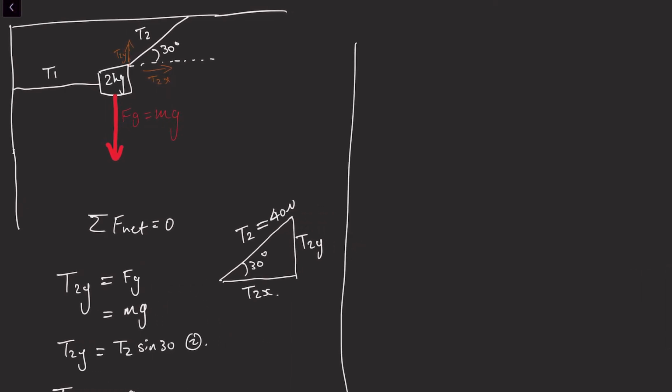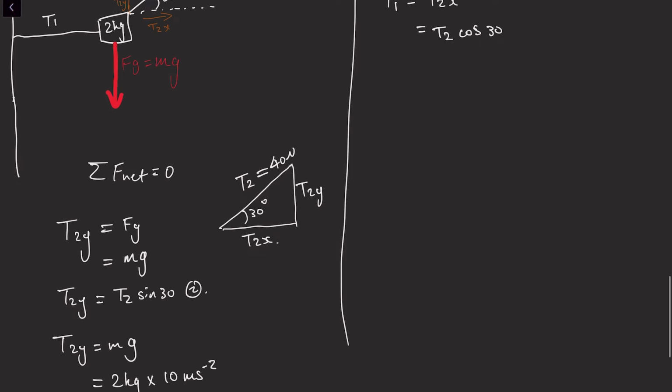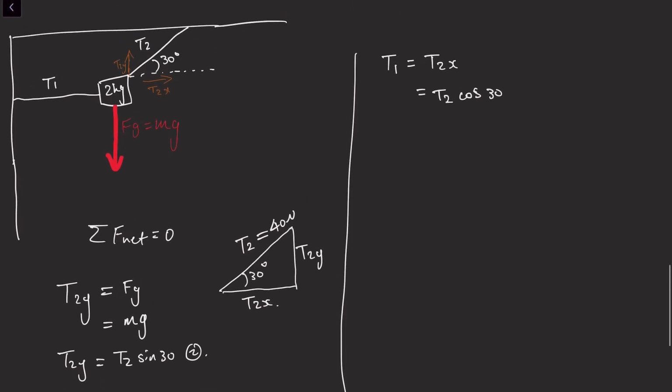Let's look at T1. T1 is the horizontal component that we're looking at now. So we know it's not moving, so therefore T1 must equal T2x, because these are forces in opposite directions. They must be equal for this block to not be moving. T2x, if we look at this triangle again, is T2 cosine of 30. Last time we used sine of 30 for the y component. Now for the x component, we're looking at the cosine.